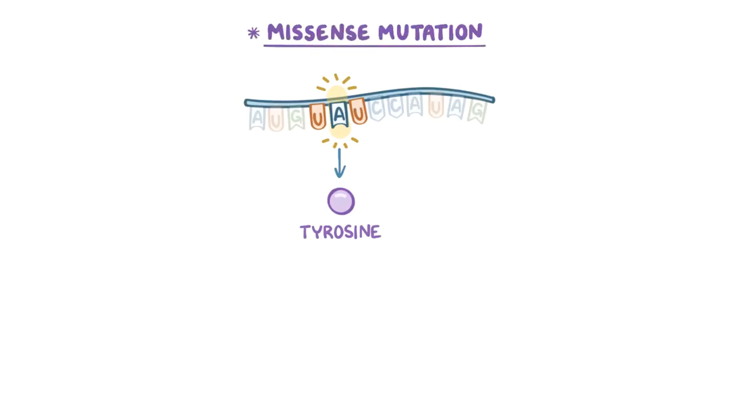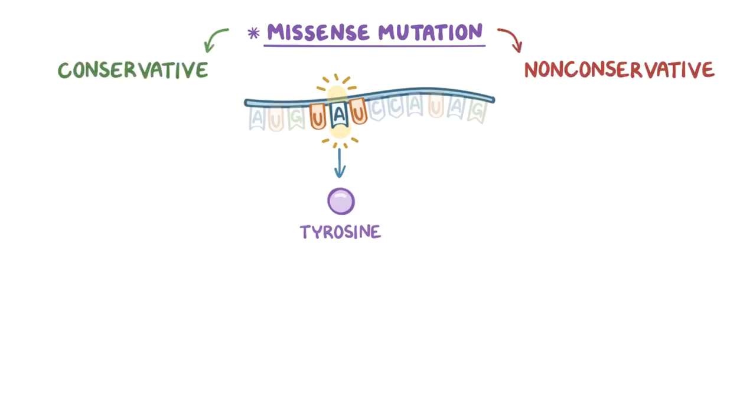Now let's say that in the UGU codon, there was a point mutation in the G for an A. That results in the codon UAU, which codes for the amino acid tyrosine. This is called a missense mutation. Depending on which amino acid it codes for, missense mutations can be conservative or non-conservative.